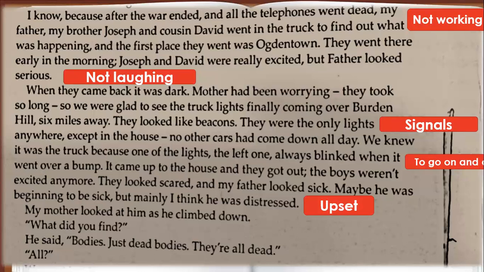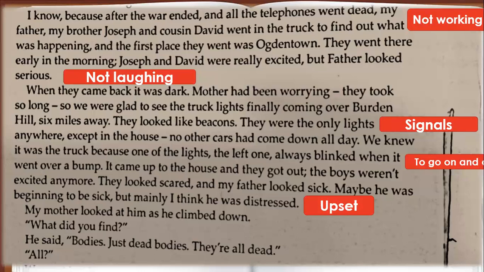So we were glad and happy to see the truck lights finally coming over Burden Hills, 6 miles away. So they saw the truck from Burden Hill. This is another town she mentioned to us. Let us review what she told us about Ogden Town, and now she tells us about Burden Hill. They saw the truck lights, 6 miles away.